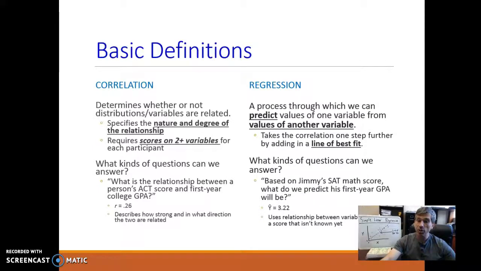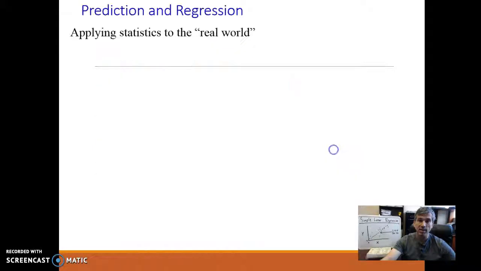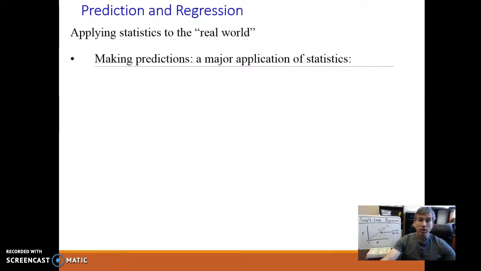So we use relationships between variables to predict a score that we don't know yet, either because we haven't measured it or because it doesn't exist. So predictions are a major part of how people use statistics in the real world. Anytime you are trying to estimate things that are happening in the future and plan around that, you can sit down and try to intuitively figure things out, but that's pretty inaccurate and biased. Using statistical information is likely to give you more accurate predictions overall.